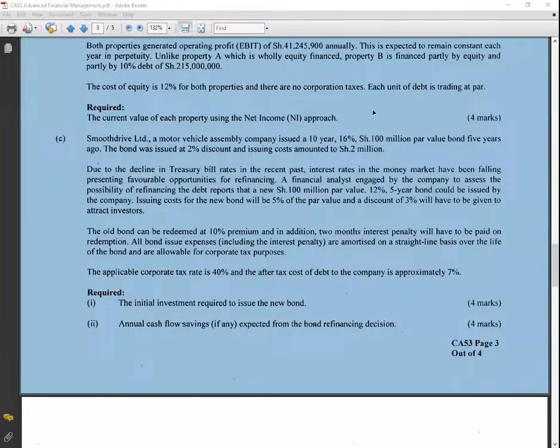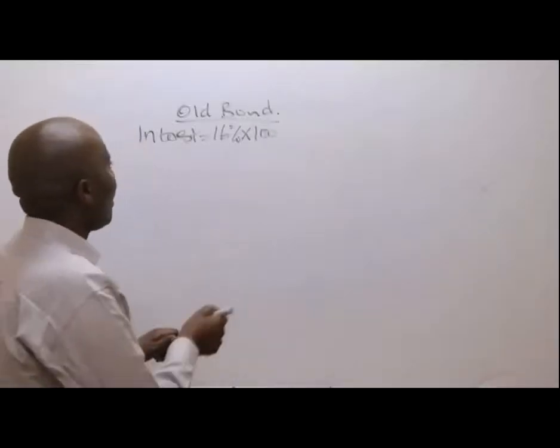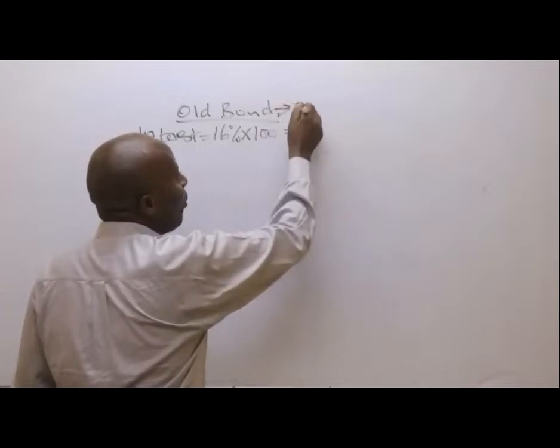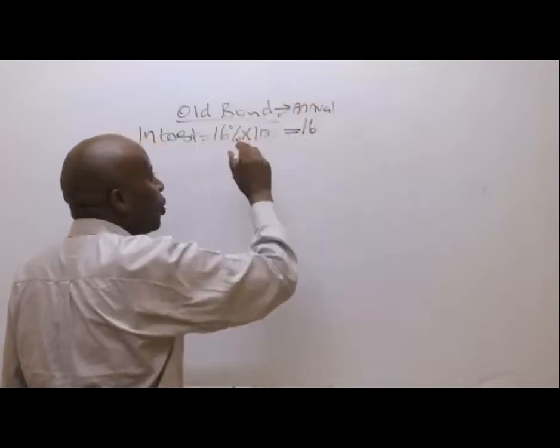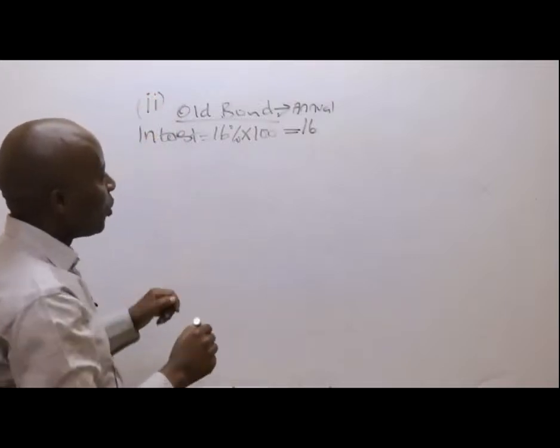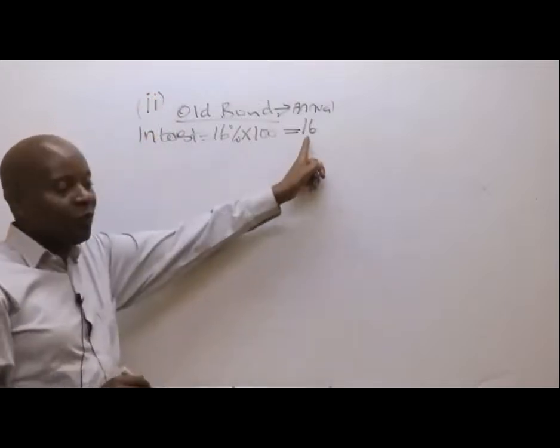So we need to categorize the old and new bonds. 16 million. Thank you very much. So here we have 16 million. Every year, remember this is annual. Don't forget that whatever I'm doing here, if you read number 2 very well, we are doing Roman 2. This is an annual expense. So 16% of 100 will give us 16 million.